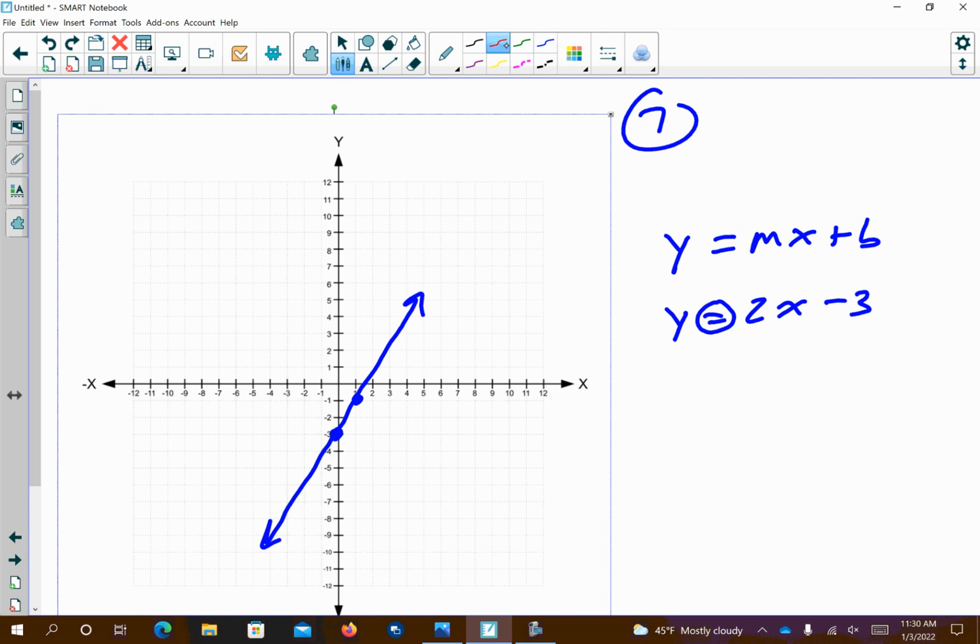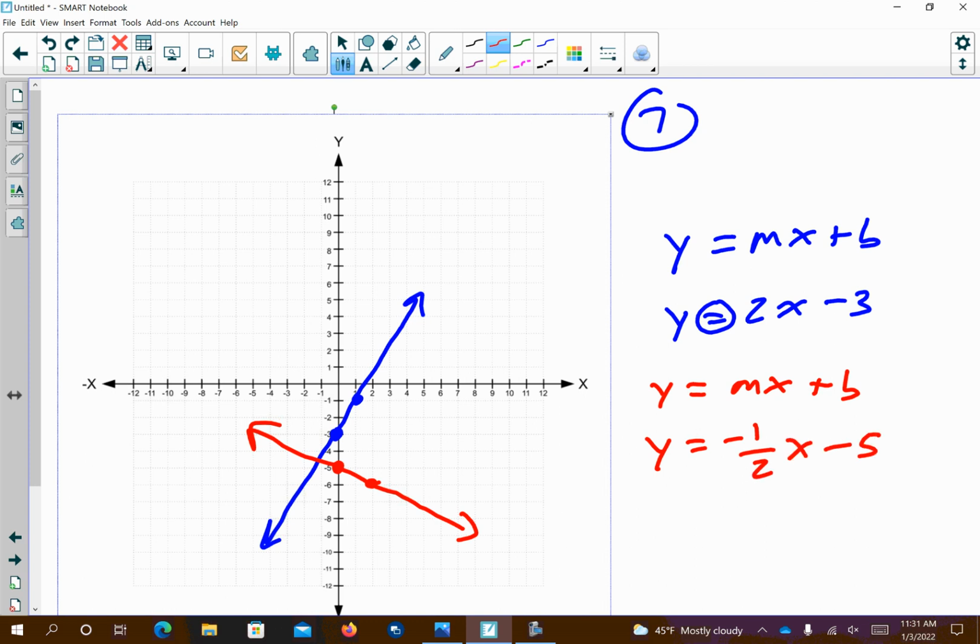The other equation looks like it crosses at negative 5. And you go down 1, right 2. And that's also a solid line. Okay, so again, we're going to use y equals mx plus b to figure out the equation. So I have y equals, we have a slope of down 1, right 2, x, and then minus 5. Okay, and again, we want to make sure we figure out what the inequality sign is.